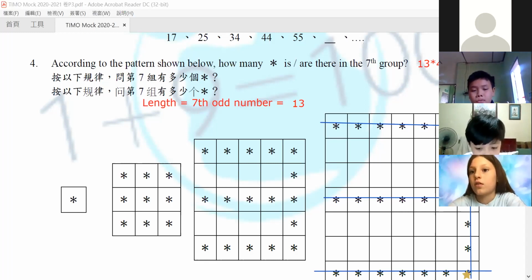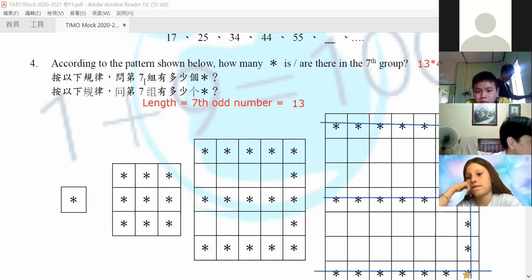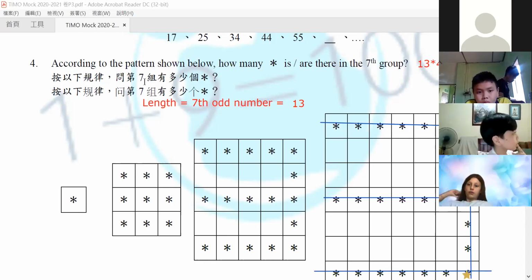Yes, each time for every square, it adds 2 because they are all odd numbers. So for the seventh square, it must be within a square of length the seventh odd number, which is equal to 13.